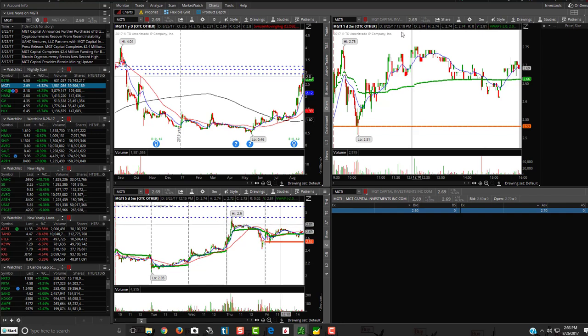It's a huge pattern forming right here. Look at that, huge U bottom. And now it could turn into a cup and handle. It can trade sideways for a while until eventually it goes up. But it's one to keep an eye on.